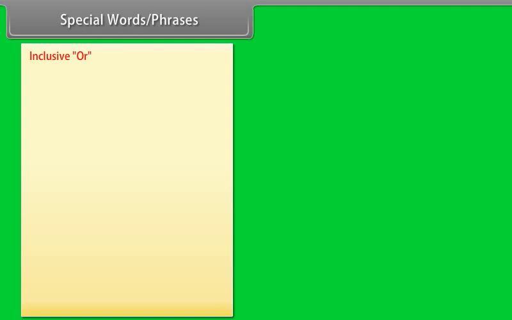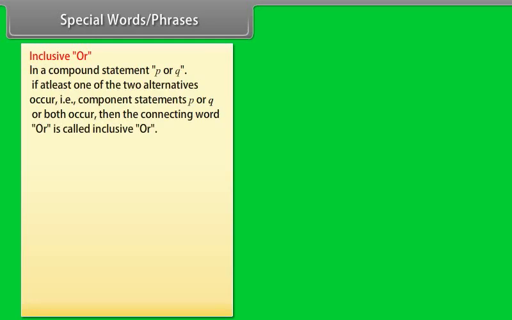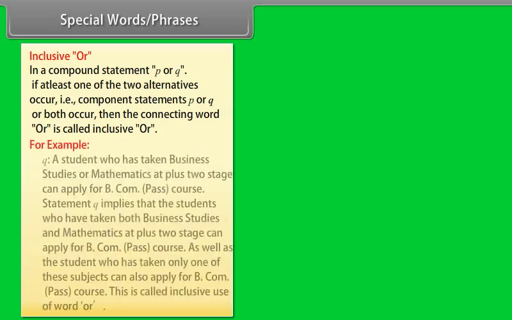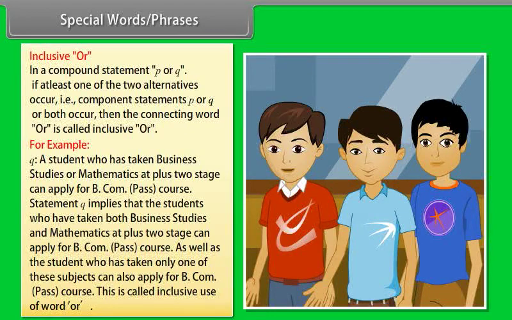Inclusive or. In a compound statement P or Q, if at least one of the two alternatives occurs, that is, component statements P or Q or both occur, then the connecting word or is called inclusive or. For example, Q is a statement that a student who has taken business studies or mathematics at +2 stage can apply for BCom pass course.